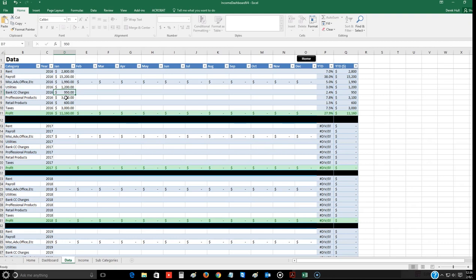Professional products. Obviously, you all know what you're doing. This is your back bar, your color usage, things that you're not making money on that you're expending money on. Retail products, this is your revolving money that you're replenishing your retail stock with.